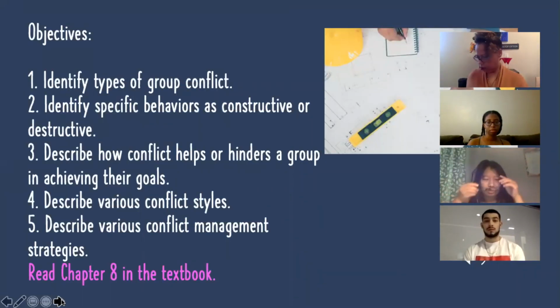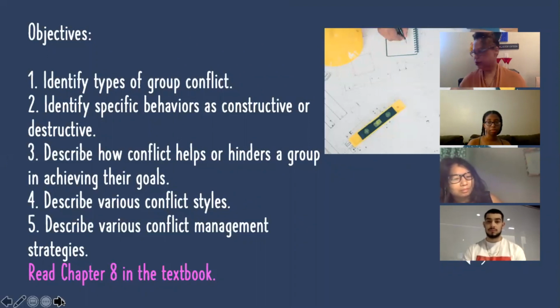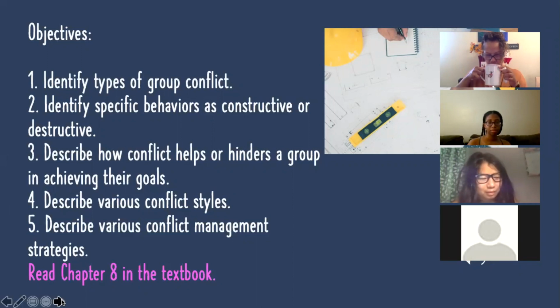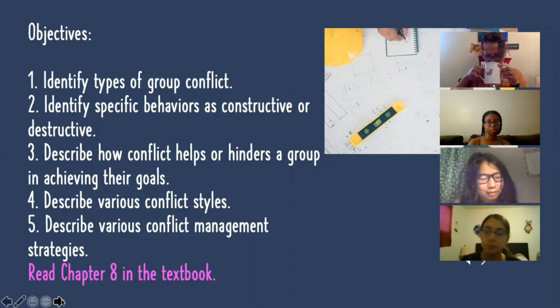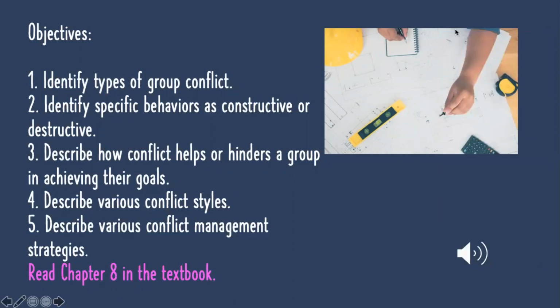The overall objective for week 7 in conflict and cohesion: we will identify types of group conflict, and identify specific behaviors as constructive or destructive. We will also learn how to describe how conflict helps or hinders a group in achieving their goal, and describe various conflict styles as well as conflict management strategies. This information is from your textbook in Chapter 8. Okay, let's go ahead and get started.